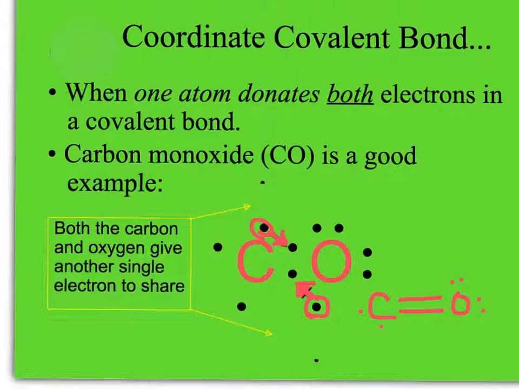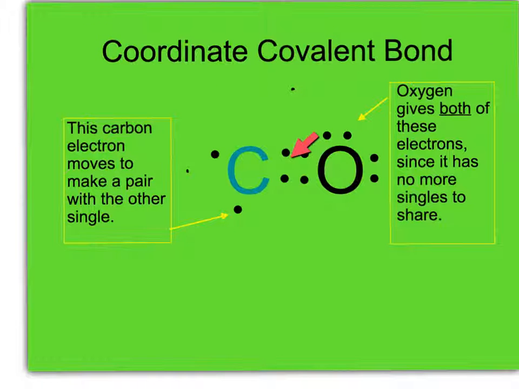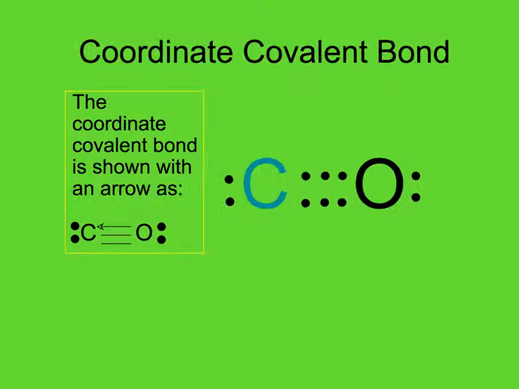The problem is, when we get to our next slide, carbon can't give away another electron, oxygen gives both. So in this case, oxygen donates the whole pair of electrons for that third bond, so that we end up with this, and both of the electrons for our third bond came from oxygen. So that's called a coordinate covalent bond.